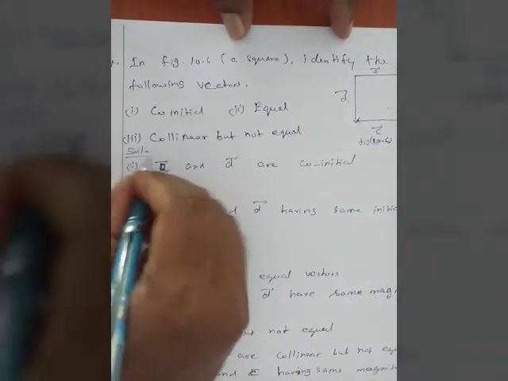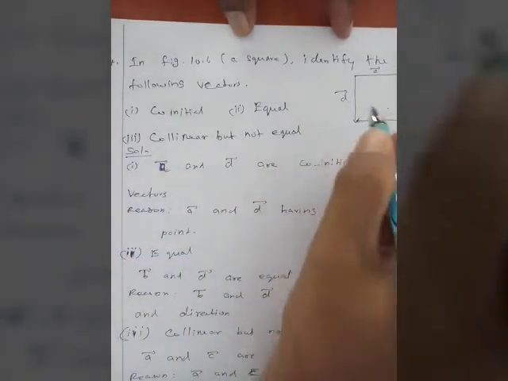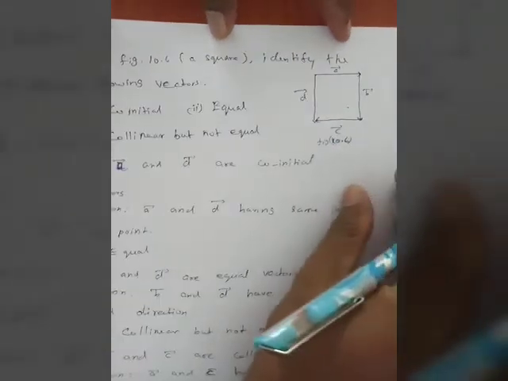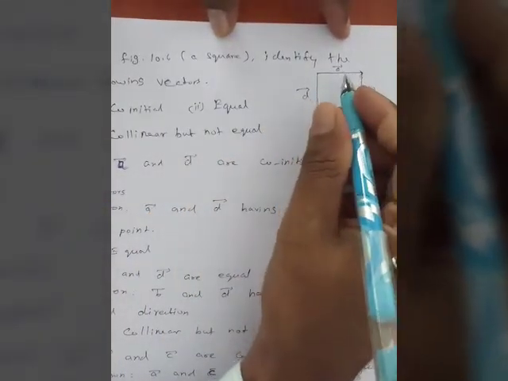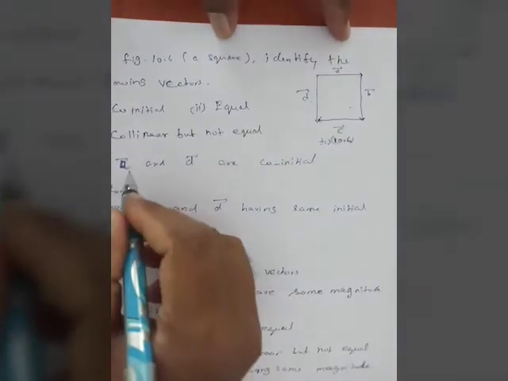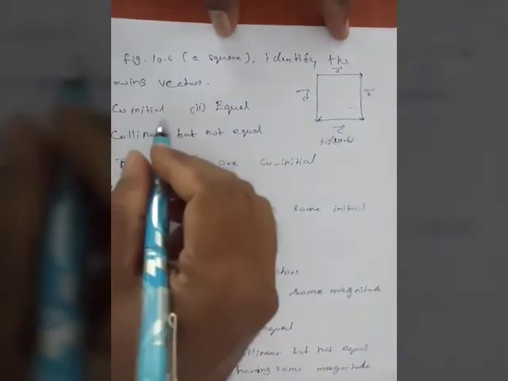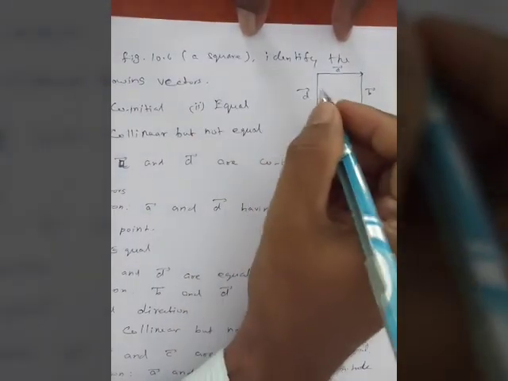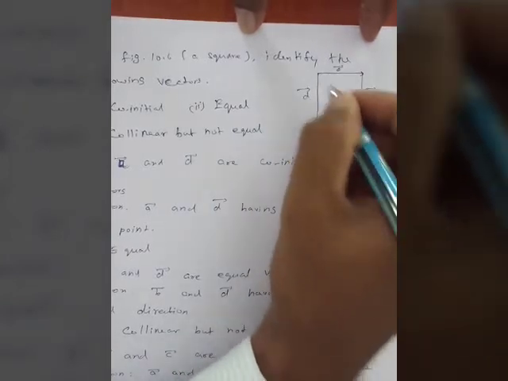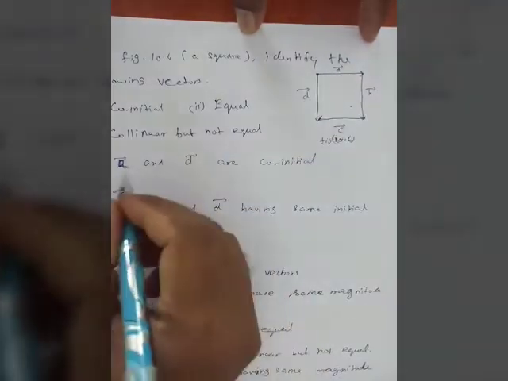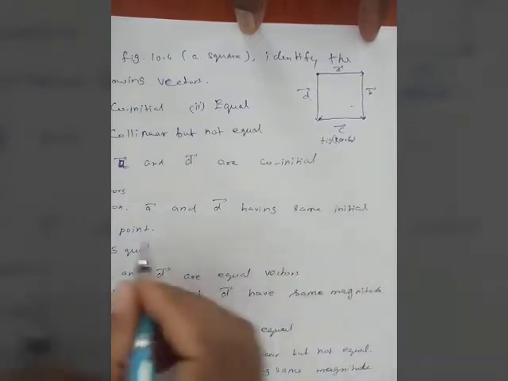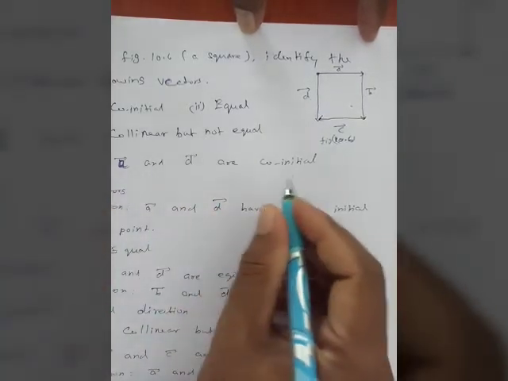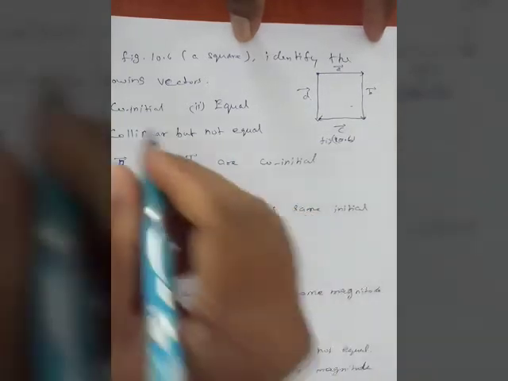Solution. First, this is a square, so all the sides are equal. That is, modulus of A vector equals modulus of B vector equals modulus of C vector equals modulus of D vector. Now they asked for co-initial. Co-initial means same initial point. The A vector and D vector start at the same point, so A vector and D vector are co-initial vectors.